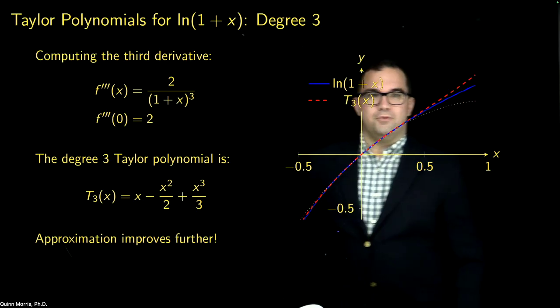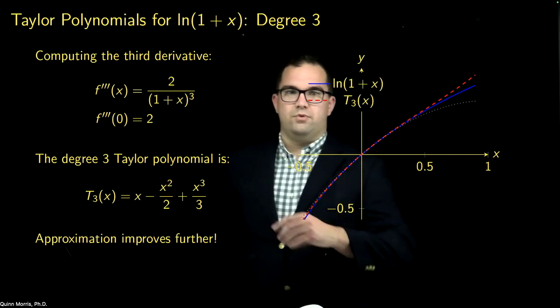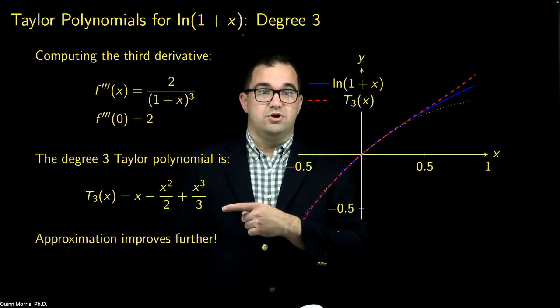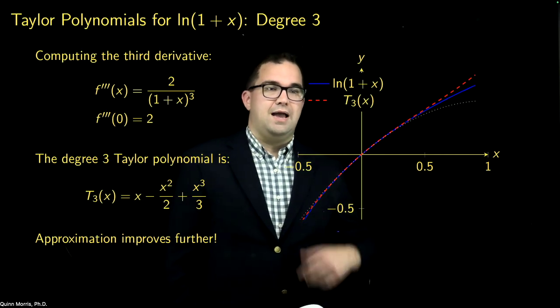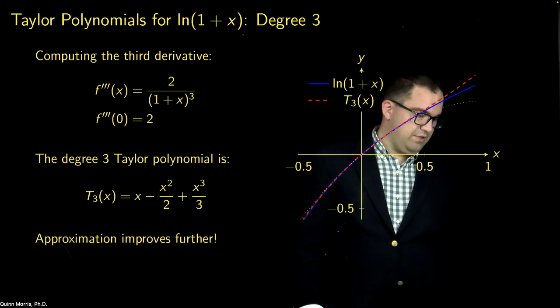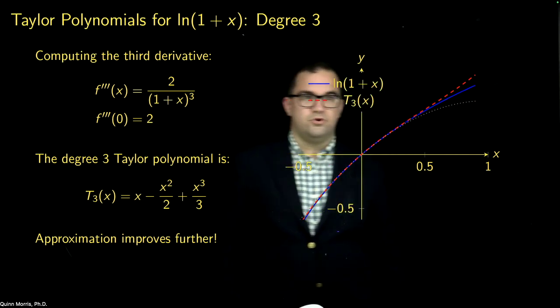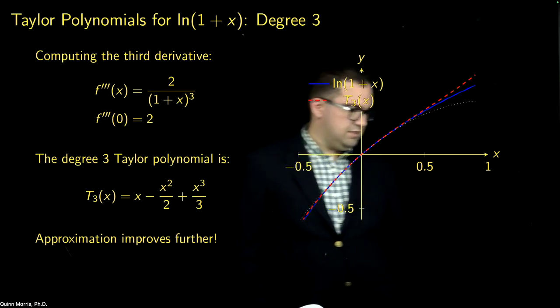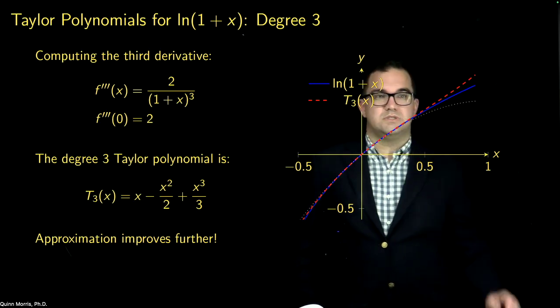Well, what if we take another term? I don't want to belabor this. You can check these calculations. We do this to get the degree 3 Taylor polynomial, and the approximation gets even better. So now I'm feeling even better about this 3rd degree Taylor polynomial, because it's really sticking fairly close.